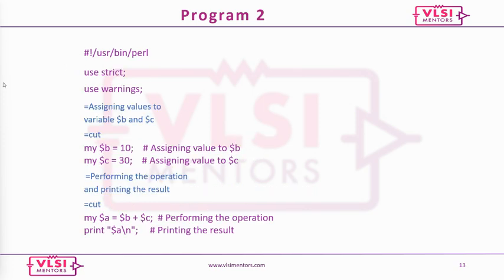This is program two, where I'm highlighting multiple-line comments. Say for example this is line number 10, and you have too many lines, say this is line number 30, and you want to comment them. As I mentioned, use equal, starting from the line that you want to comment, and end it with equal cut. It would comment all these lines.